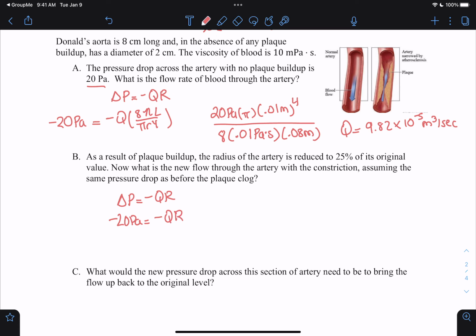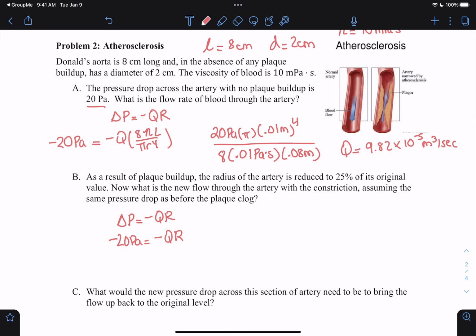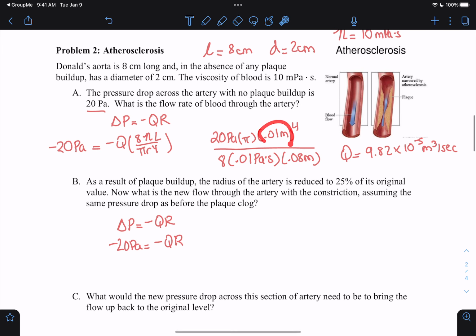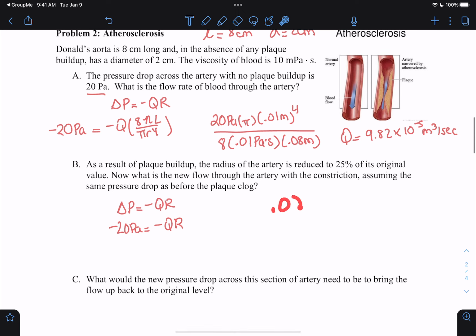And now we just have to figure out this new... Yeah, go ahead, Matthew. Yep, exactly. So if the radius is reduced to 25% of its original length, well, if we know that our original length of the radius was 0.01, right, we can multiply by 0.25 in order to get our new radius, right? And that gives us an answer of like 0.0025 meters in that case, right?